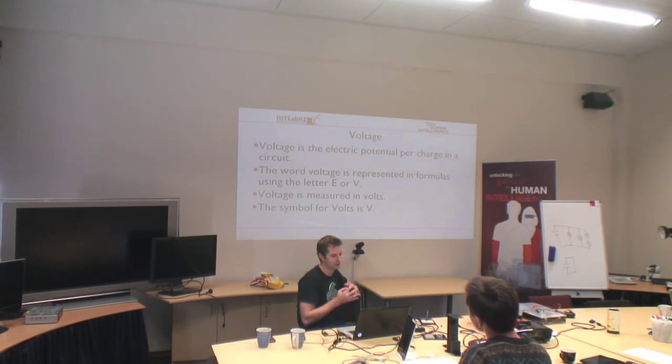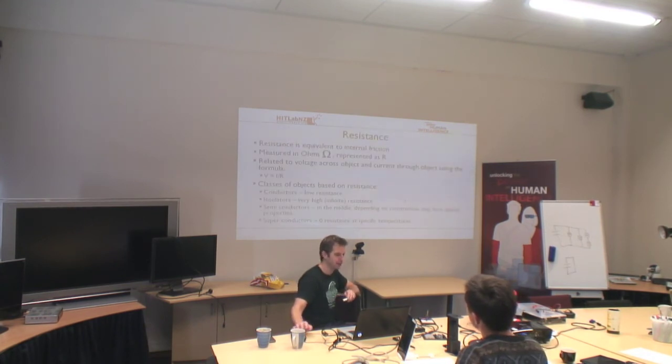Then we have voltage. Voltage is the electric potential per charge in a circuit. It's represented in formulas using either E or V, more commonly V. Voltage is measured in volts. The symbol for volts is V.